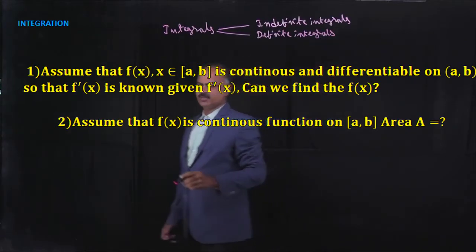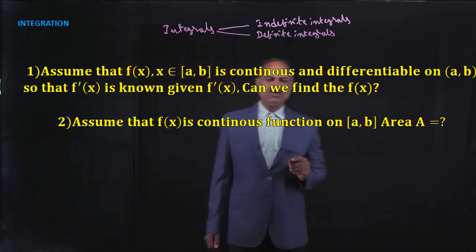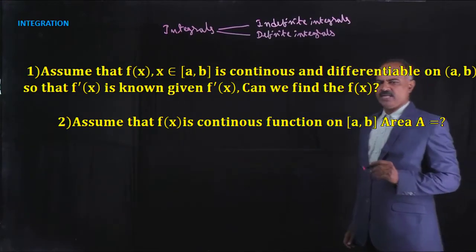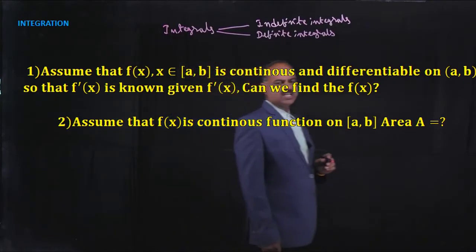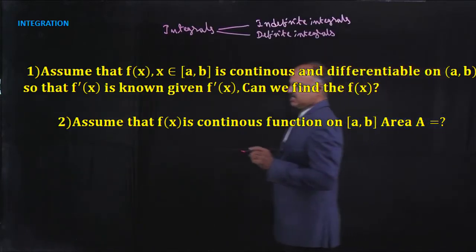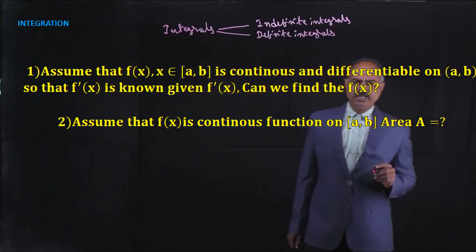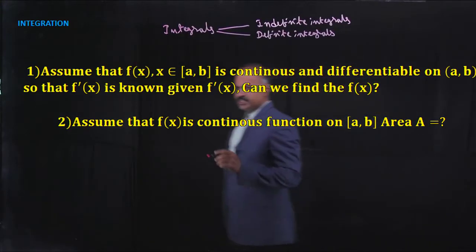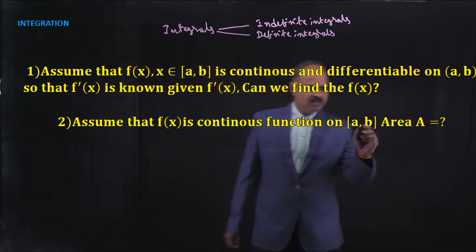Definite integrals. Assume that f of x on the closed interval a comma b is continuous and differentiable on the open interval a comma b, so that f dash of x is known. Given f dash of x, can we find the function f of x? Next, second one: assume that f of x is a continuous function on the closed interval a comma b, find the area A. These two problems are solved in the category of integration.